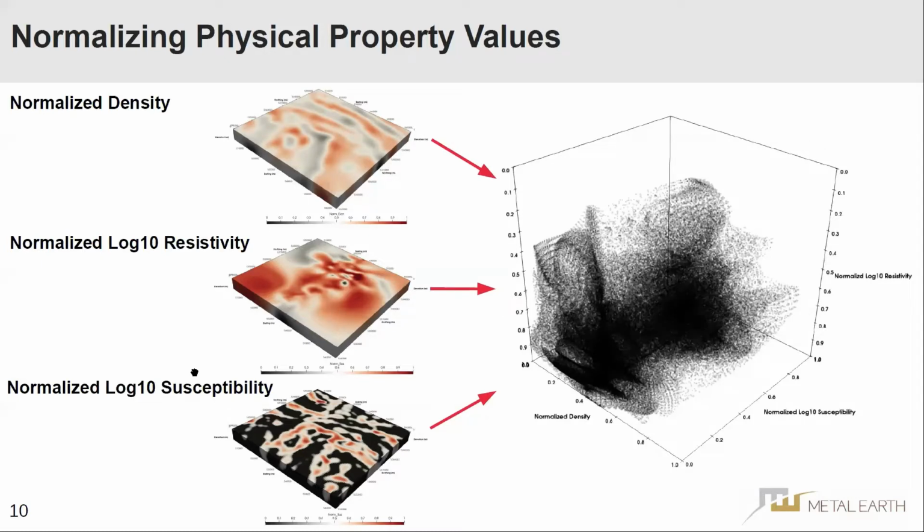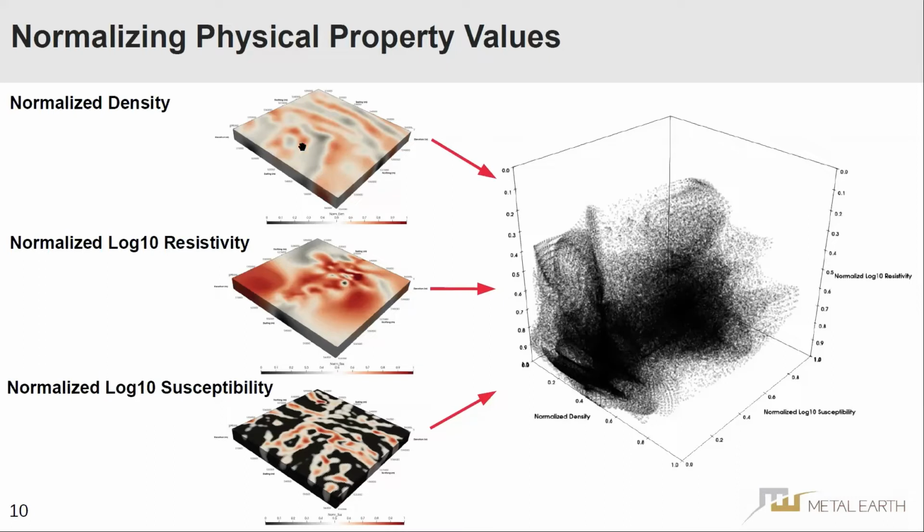For the density, I do it on the absolute density value, whatever is in the model. But for resistivity and susceptibility, to get meaningful representations, we have to do this normalization on the log 10 values. In fact, when we plot these resistivity and susceptibility values, we always plot them in a logarithmic scale. So for the clustering analysis, I recommend doing the normalization on log 10 values.